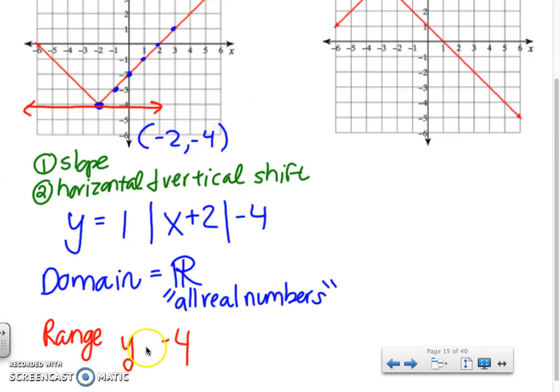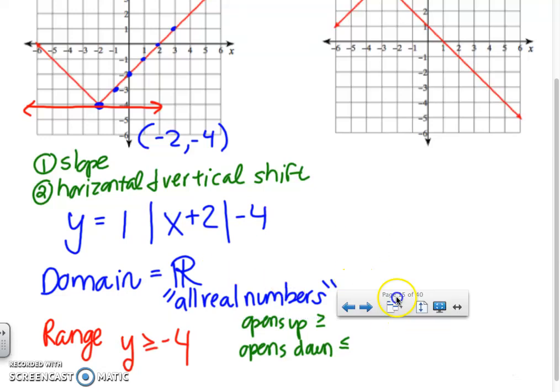The thing that goes in between is going to be a greater than or equal to or a less than or equal to sign, and that depends on how it opens. So if it's opening up, you are going to have a greater than or equal to, and if it opens down, you're going to have a less than or equal to. Okay, so pretty straightforward with that. So in this case, our graph is opening up, so I'm going to have greater than or equal to -4. Okay, so that's how you find domain and range and write the equations.